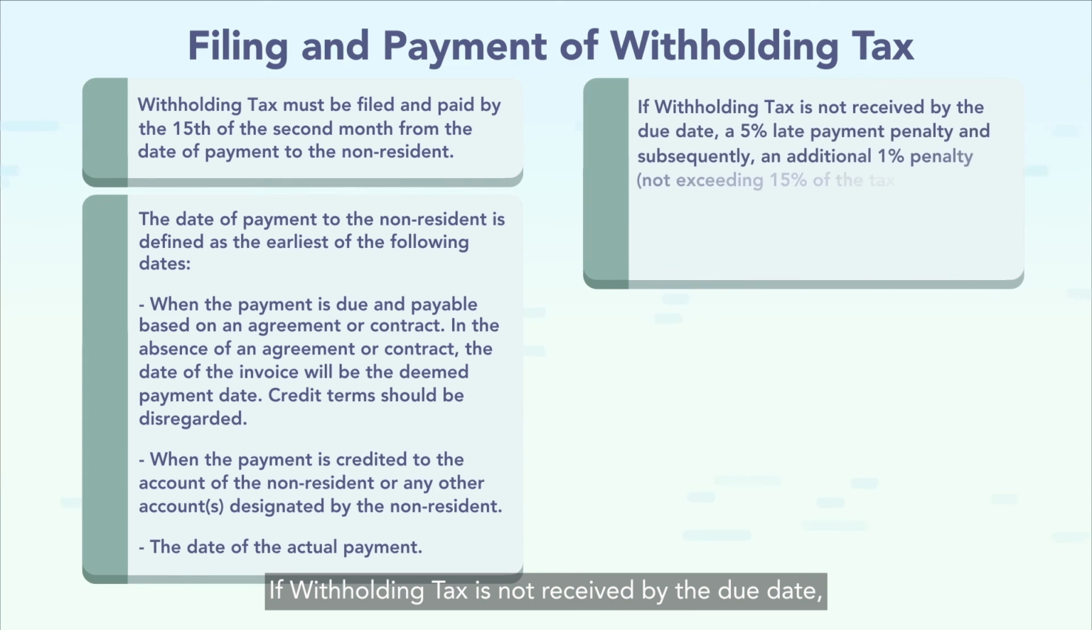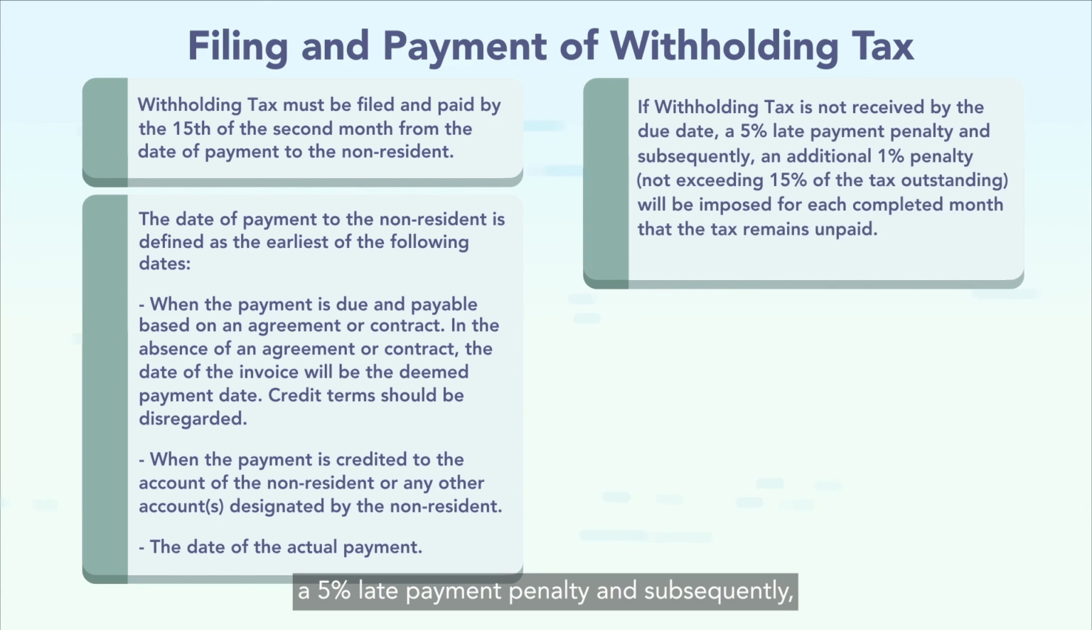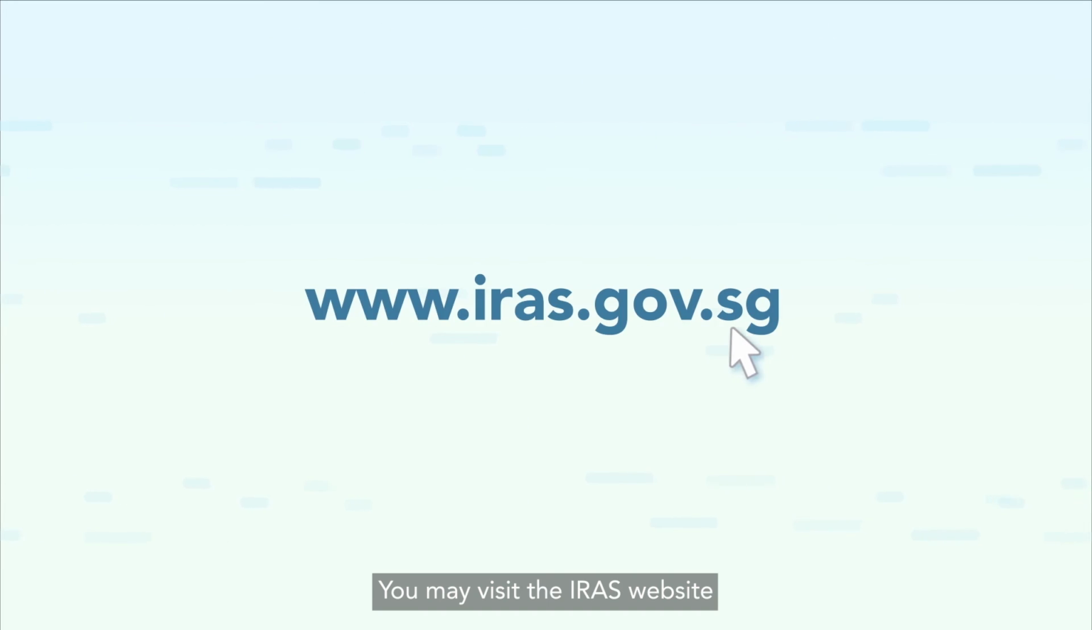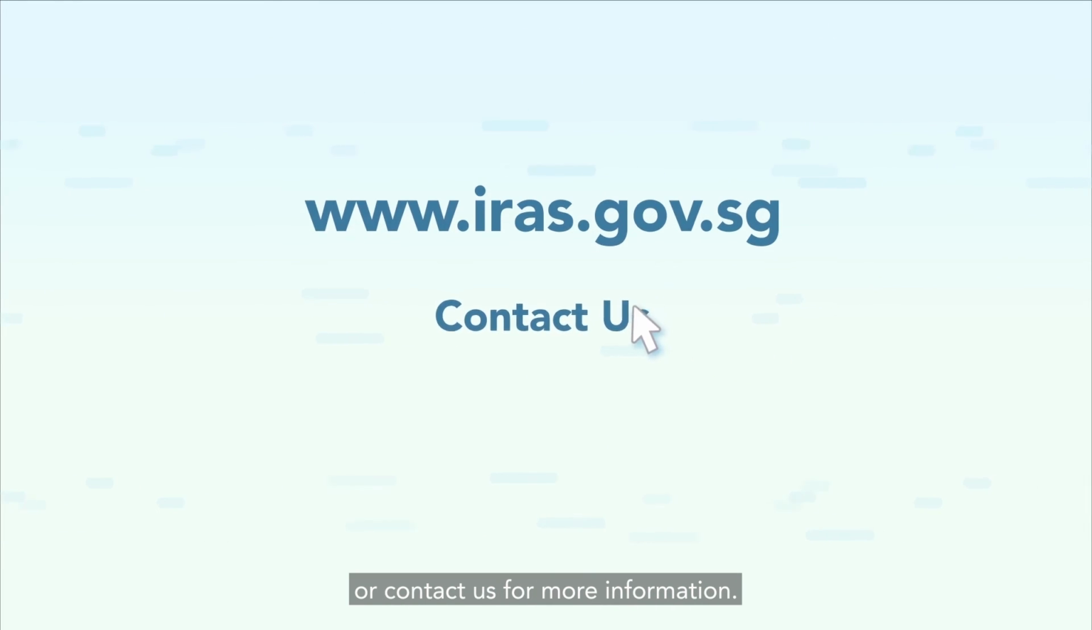If withholding tax is not received by the due date, a 5% late payment penalty and subsequently an additional 1% penalty will be imposed for each completed month that the tax remains unpaid. You may visit the IRAS website or contact us for more information.